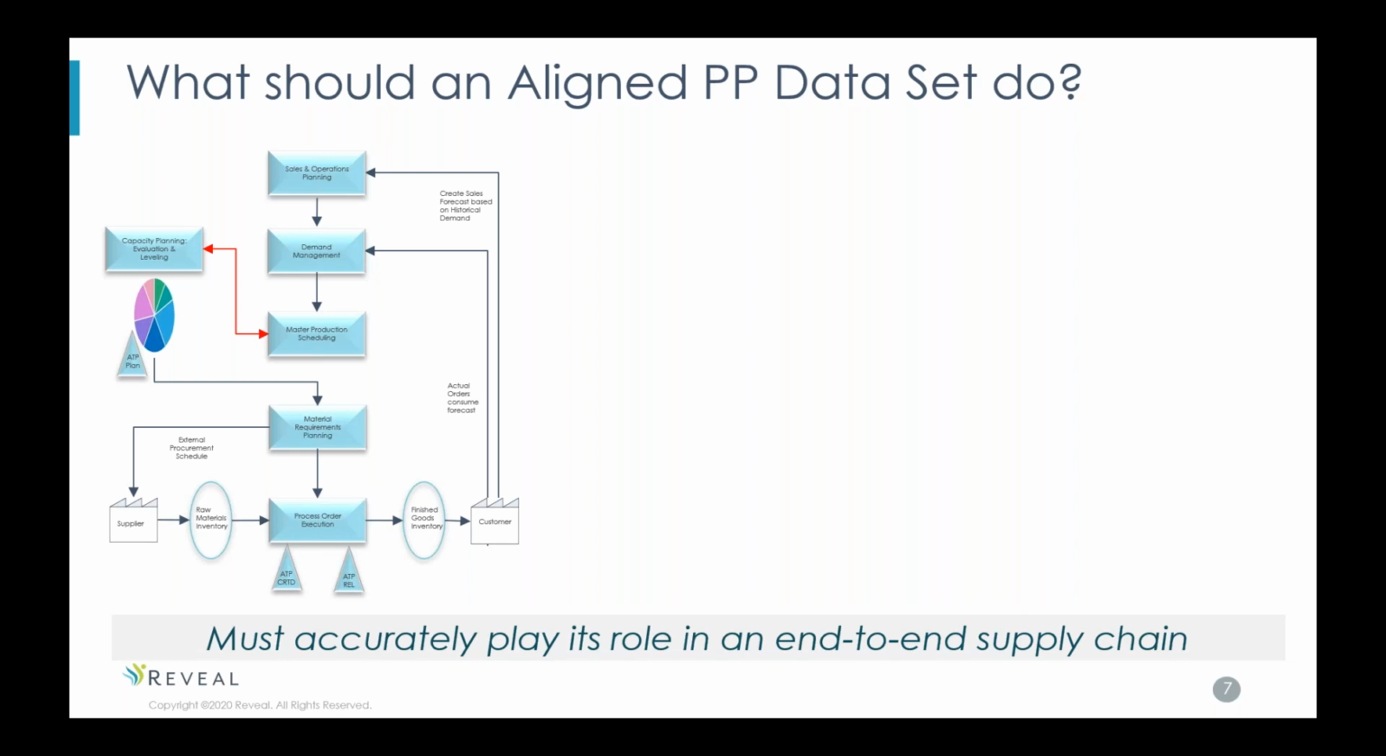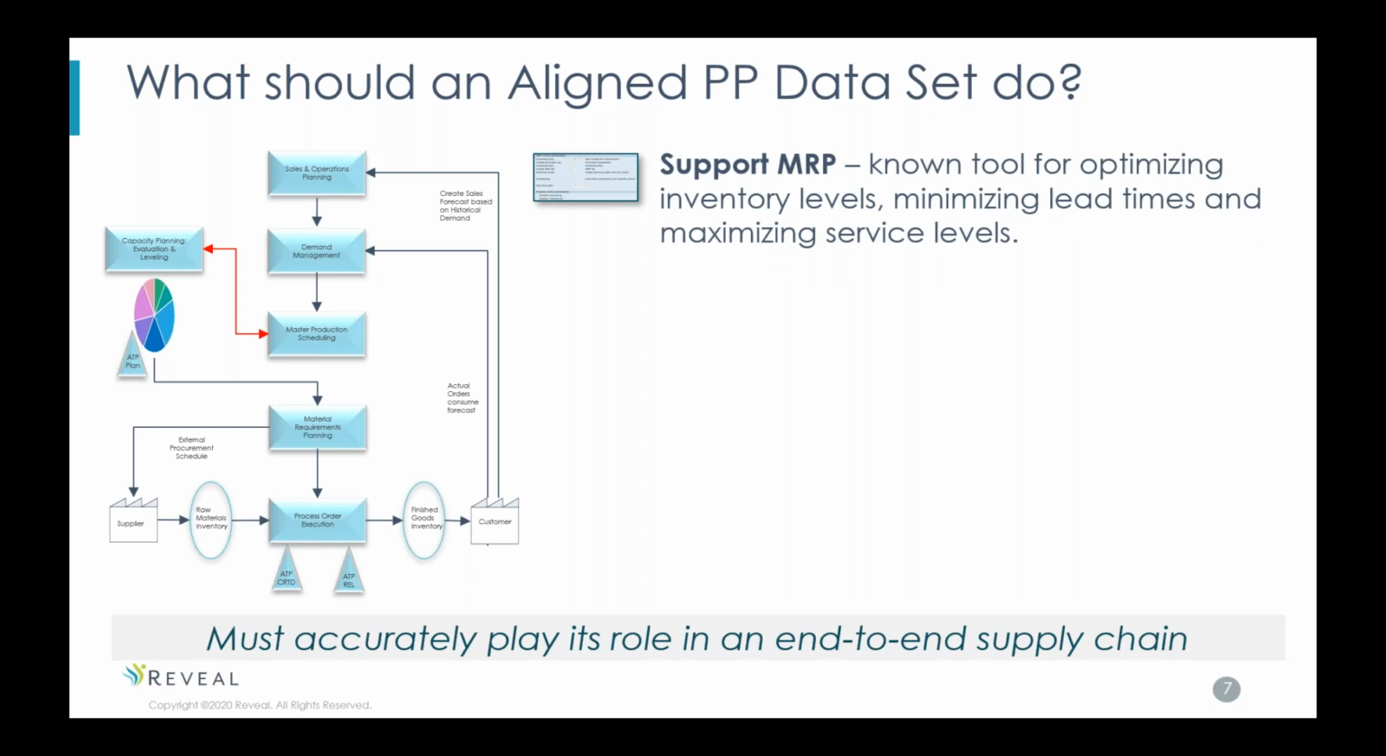So what I think of as an aligned set of master data is that it must support MRP. MRP is that calculator, that sub-process that helps you optimize your inventory levels and maximize your service levels. As I just mentioned a few seconds ago, it helps you answer the key manufacturing equation. What do we have in terms of inventory? What is it that you want to make?